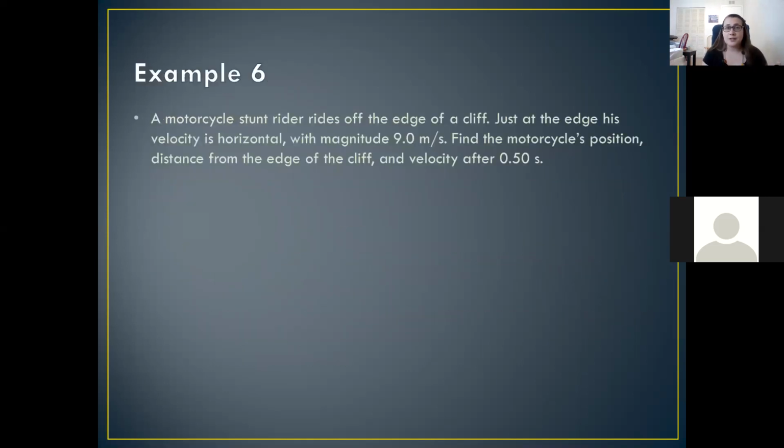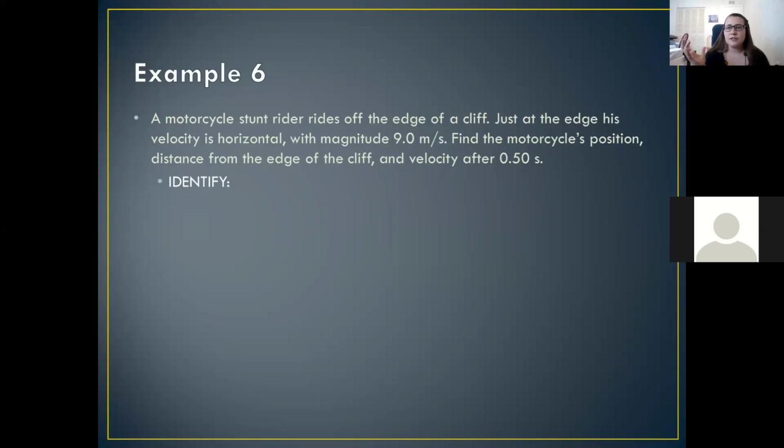Okay, so here we go. We'll do an example of this together. A motorcycle stunt rider rides off the edge of a cliff. Just at the edge, his velocity is horizontal with a magnitude of 9 meters per second. Find the motorcycle's position, distance from the edge of the cliff, and velocity after half a second. We're just going to hope that the driver is still attached to the motorcycle and in an upright position. So fingers crossed for you, stunt rider.